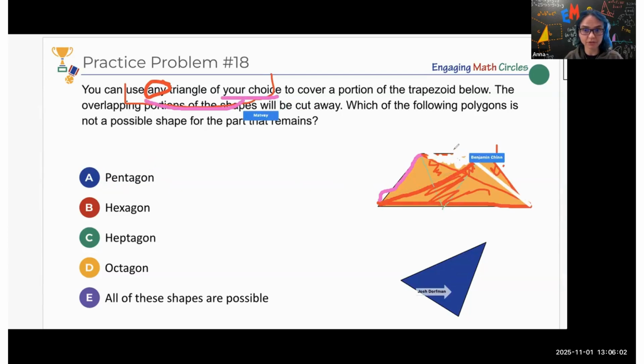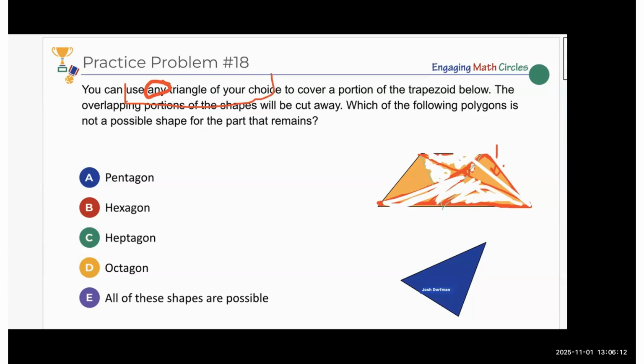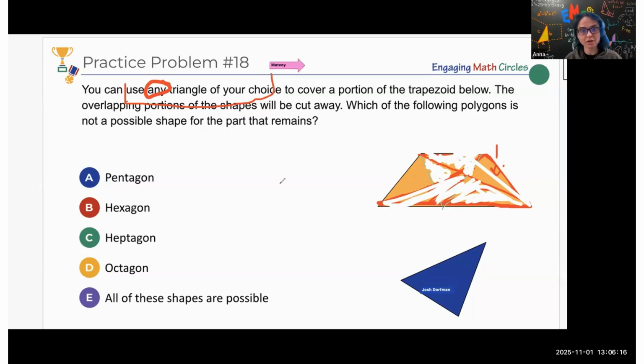Wait, don't color anything. Keep your triangles, please, cutting out the overlapping part. So the pentagon is possible, so we can cross that out. Pentagon is possible.